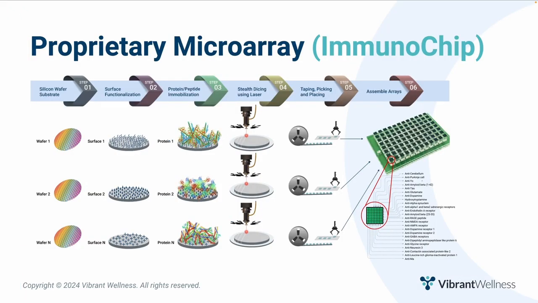Vibrant measures antibody levels using a proprietary microarray plus chemiluminescence. The microarray works similar to ELISA methodology. However, instead of 1 antigen per well, we can measure up to 96 antigens per well. This is possible because we attach antigens to silicone wafers and then dice the wafers into tiny microchips.